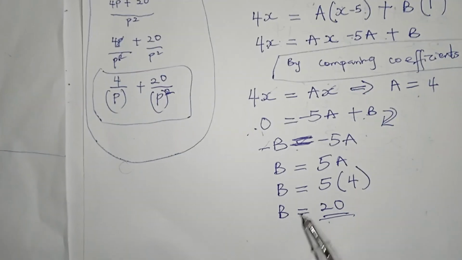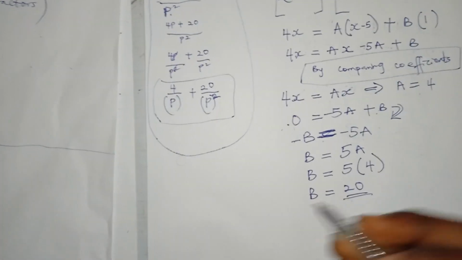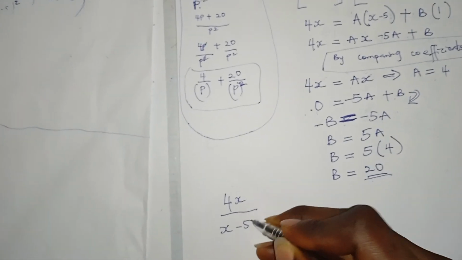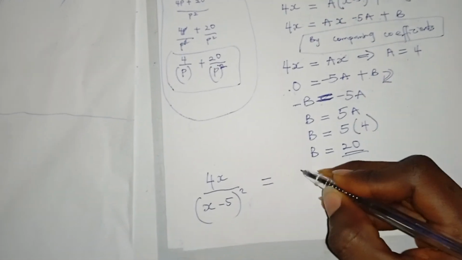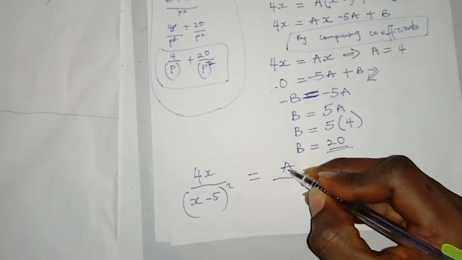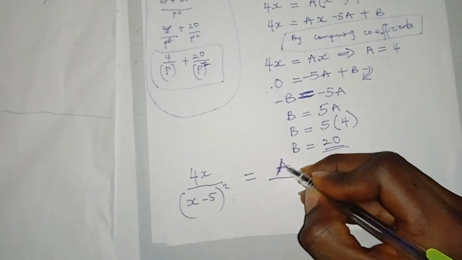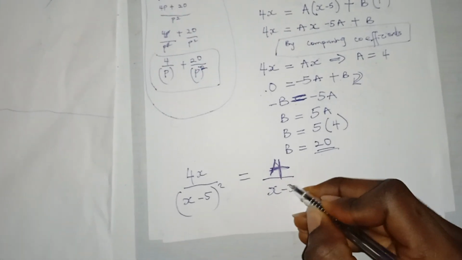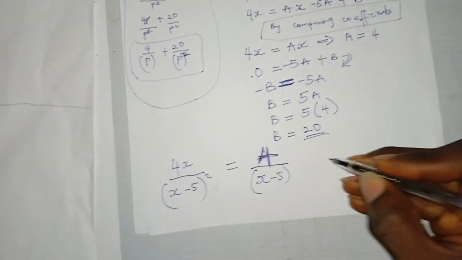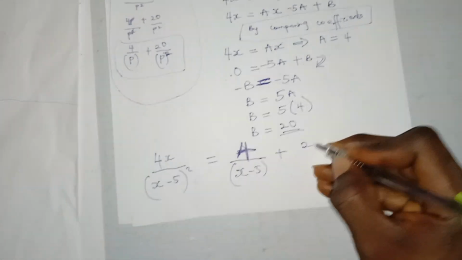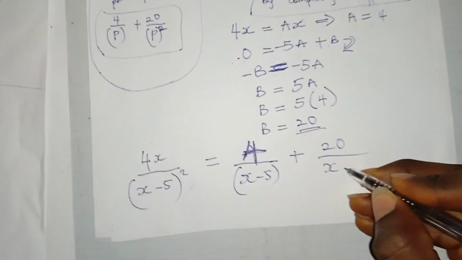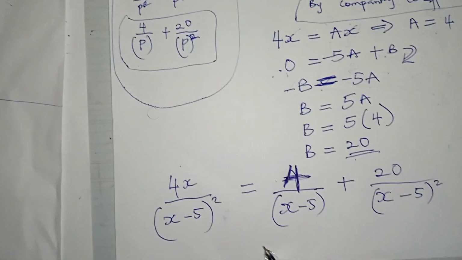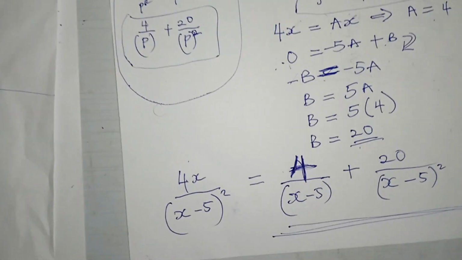Now when you compare coefficients, we have this, so that this is now the same thing as saying 4x all over (x minus 5) squared is equal to a all over, and a here is 4, so we replace the a with 4. 4 all over (x minus 5), then plus 20 all over (x minus 5) squared. So this is your answer.